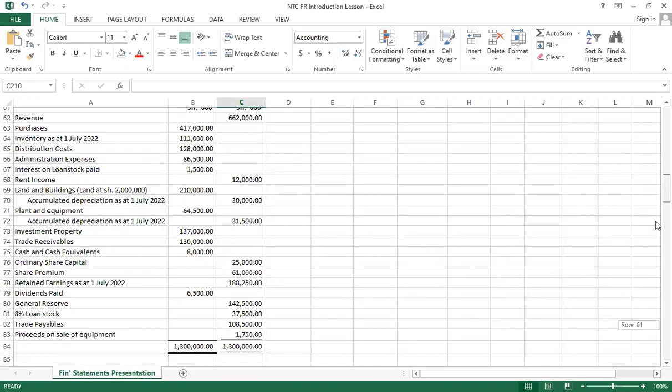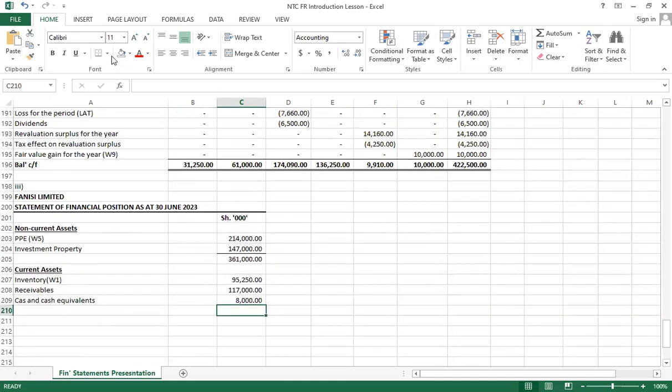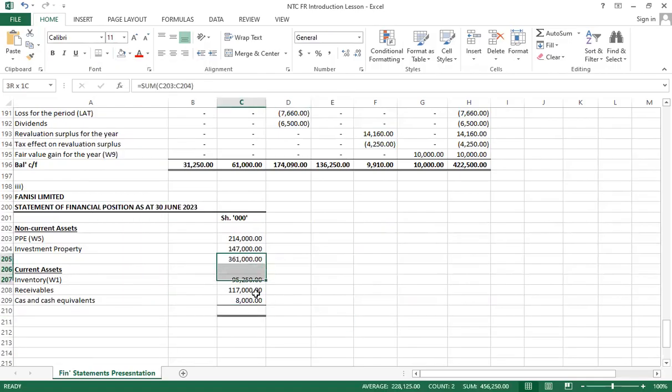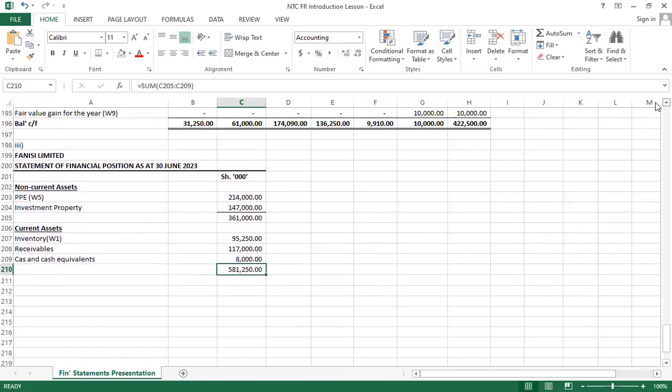And if that is the case, then we can compute the total assets figure. If I add them downwards, that comes to 581,250. Does anybody have a question on the assets before we proceed to equity and liabilities?